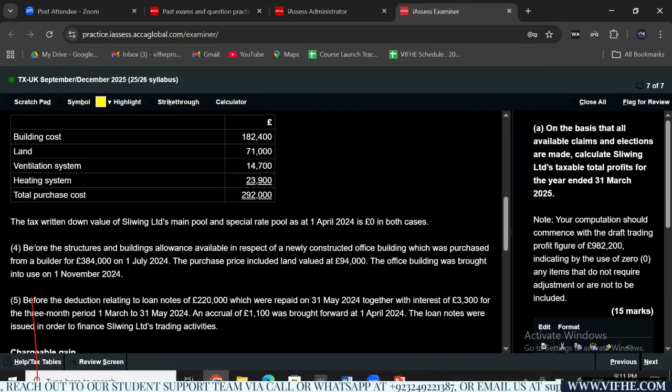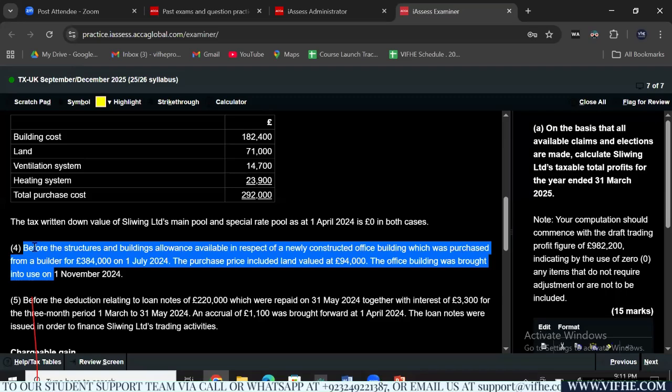And then in the fourth statement, it is said that before the structures and buildings allowance available in respect of a newly constructed office building. See, on the warehouse, I did not calculate SBA, though that was a building as well, but that was an old building. If it is said it's a newly constructed office building, any construction that is done in October 2018 or afterwards will qualify for structures and buildings allowance. It is acquired for £384,000 from the builder, but the purchase price includes value for the land of £94,000.